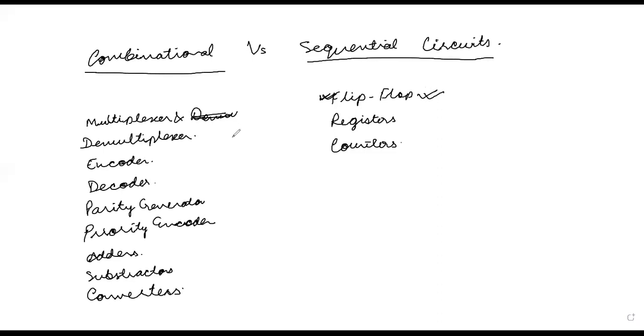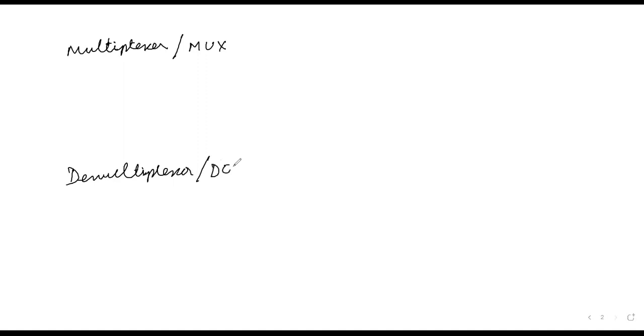So we have some more time, about 10 minutes, so let us go through multiplexer and demultiplexer. I am just going through some basic ideas only. Multiplexer, in short, is known as mux. And demultiplexer, in short, is known as demux. So what is a multiplexer?